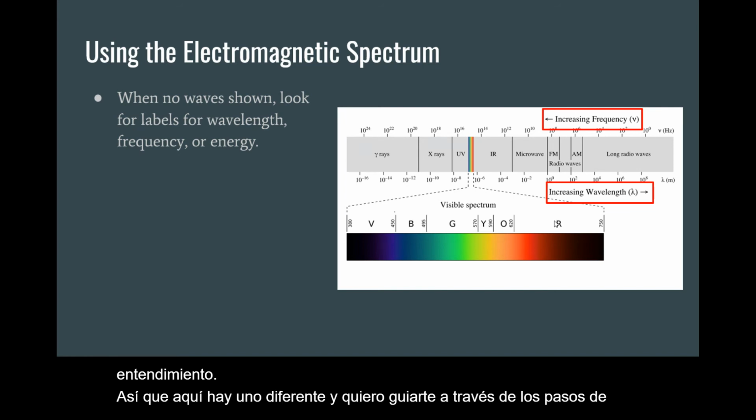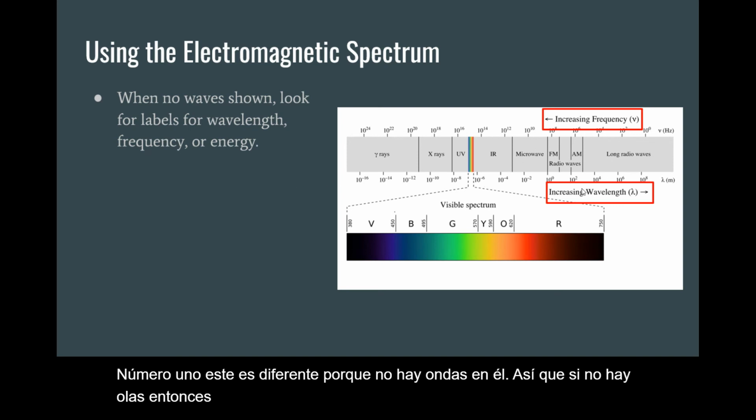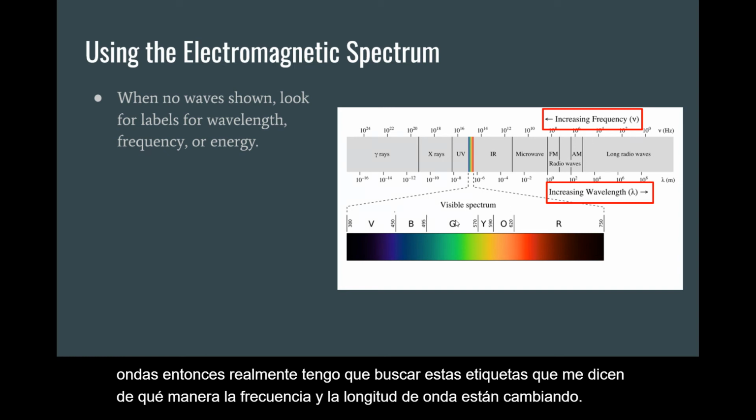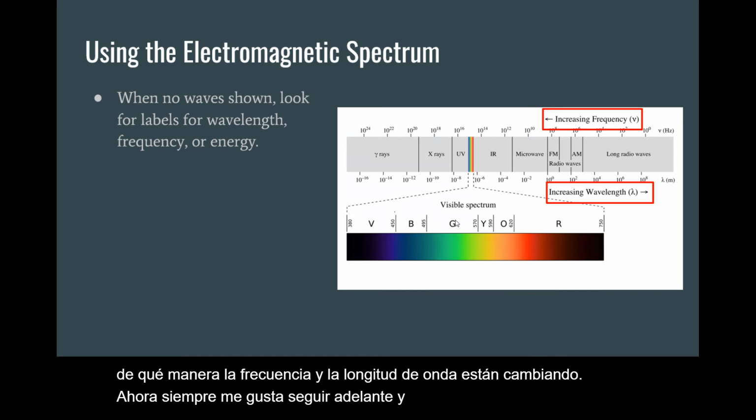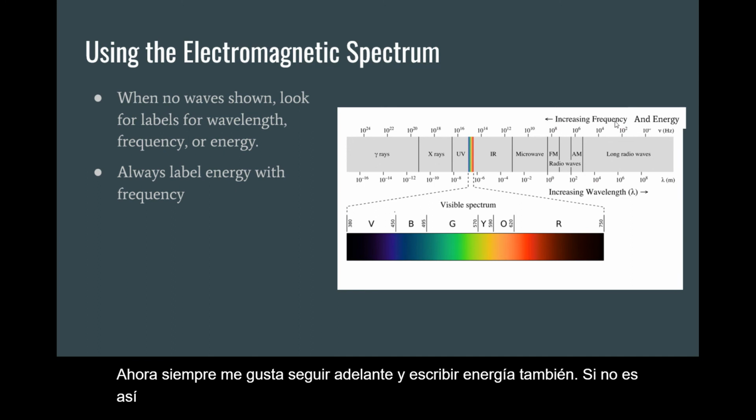Number one, this one's different because there are no waves on it. So if there are no waves, then I really have to look for these labels that tell me which way the frequency and the wavelength are changing. Now, I always like to go ahead and write energy in as well if it's not there. So I'm going to put energy with increasing frequency because we know that energy and frequency go together.